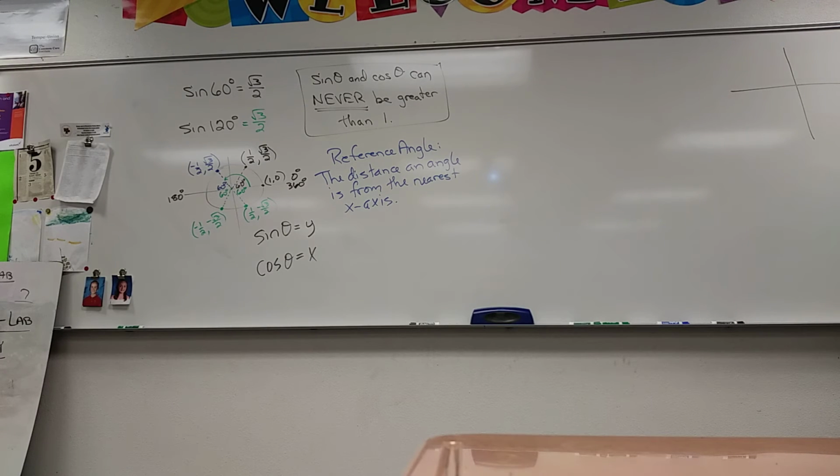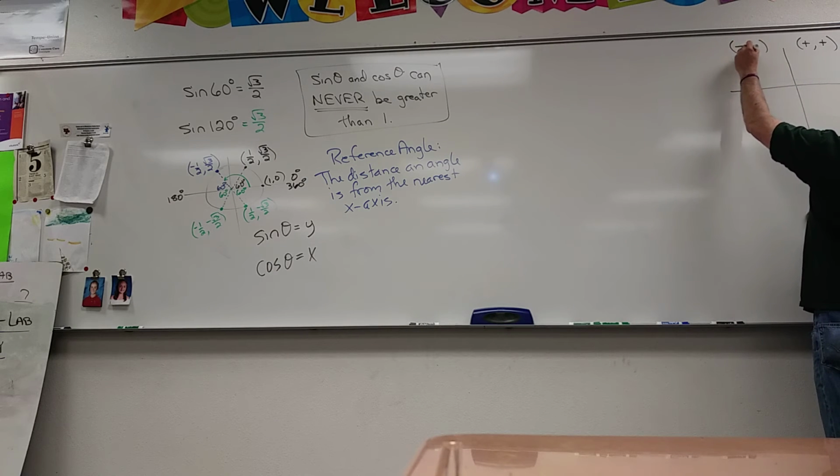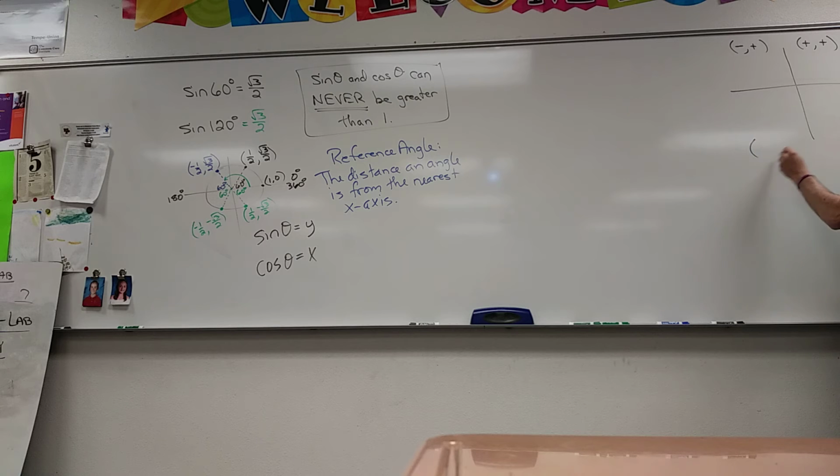Okay, so let's talk about this a little bit. Tell me about every point in quadrant 1. All positive. So the x is positive and the y is positive. Tell me about quadrant 2. The x is negative, y is positive. In quadrant 3, they're both negative. x is negative, y is negative. In quadrant 4, x is positive, y is negative.